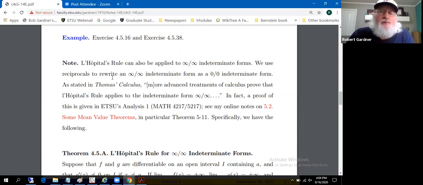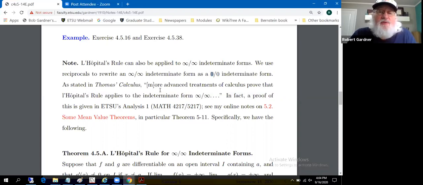We can use reciprocals to rewrite an infinity over infinity indeterminate form as a 0 over 0 indeterminate form. I didn't just say 1 over 0 is infinity and 1 over infinity is 0 because that doesn't make sense. Here I didn't say 0 divided by 0. I called it the 0 over 0 indeterminate form. It's a form of a limit. It's not a number. So it's been given specific meaning. But using reciprocals in limits, sometimes I can interchange the infinite limits with 0 limits using reciprocals, and that shouldn't be a surprise to you.